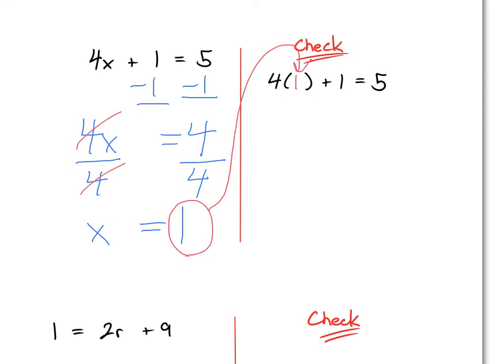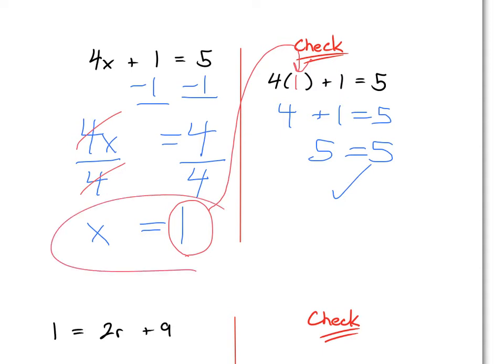Maybe you can already mentally see it, that 4 times 1 plus 1 does equal 5. 4 times 1 is 4, plus 1 is equal to 5, and we know that 5 is equal to 5. Nice job. We know that is correct. So therefore, we know the solution, of course, is x is equal to 1.